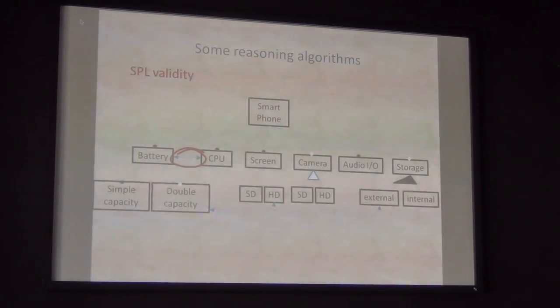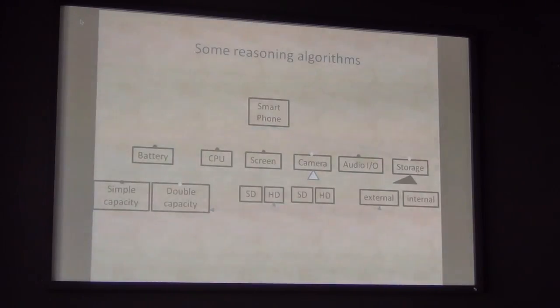In this case, it's not valid because, for example, we have this exclusion constraint between two mandatory features. So the CPU is mandatory, the battery is mandatory, but they are exclusive. So this is not correct, and the software product line is incorrect.